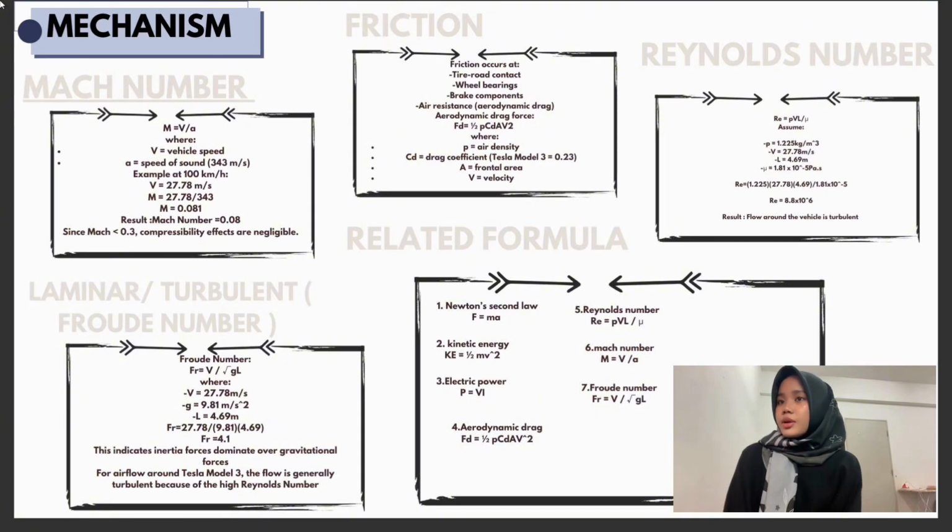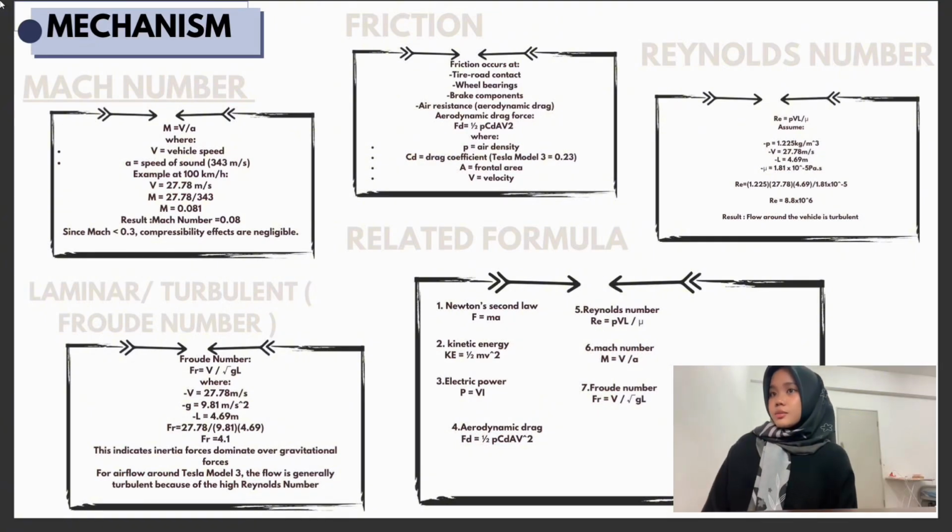The aerodynamic drag force can be calculated using the formula where ρ is air density, CD is drag coefficient, A is frontal area, and V is velocity. Tesla Model 3 has a low drag coefficient of approximately 0.23, which improves efficiency and driving range.